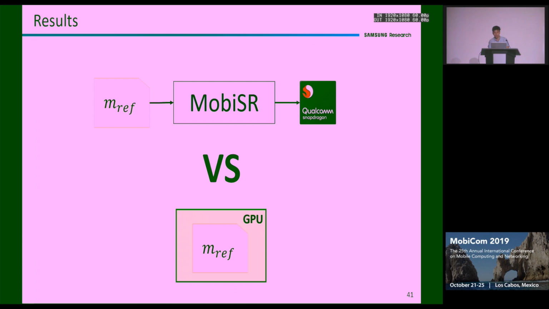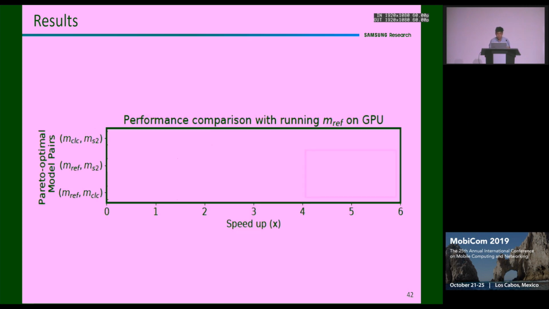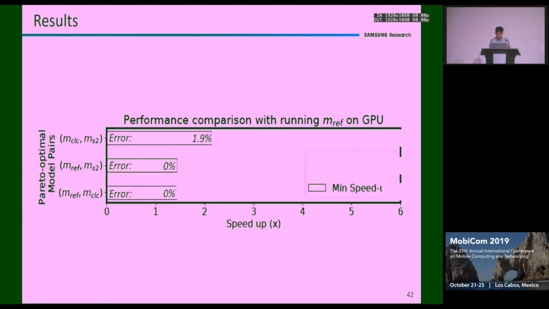For evaluation, we're comparing fitting a baseline model using our framework on the target platform, which has the CPU, GPU, and DSP, versus just running it on the GPU, which is the most widely used deployment for most deep learning frameworks today. On the y-axis here, we have the Pareto optimal pairs that are chosen by our framework, and on the x-axis, we have the speed up. The numbers on the bars are the error drops.